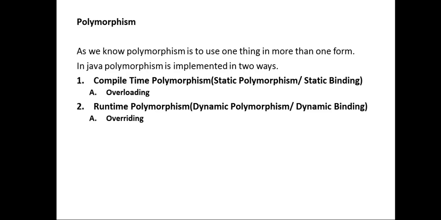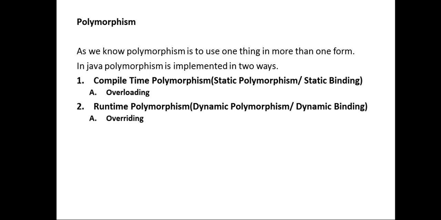As you know, we have discussed the principles of object oriented programming, and there we have seen the concept of polymorphism. Polymorphism means we use one thing in more than one form. Okay, poly means many, and morph means form. So if one thing is available in more than one form, it's known as polymorphism. So let's see how Java is implementing this polymorphism.